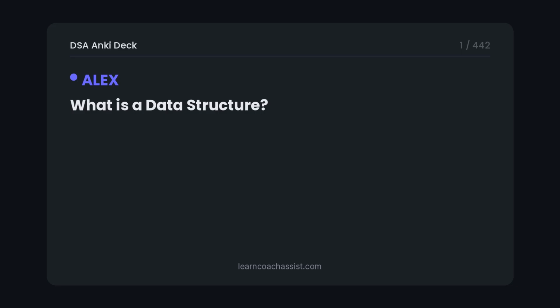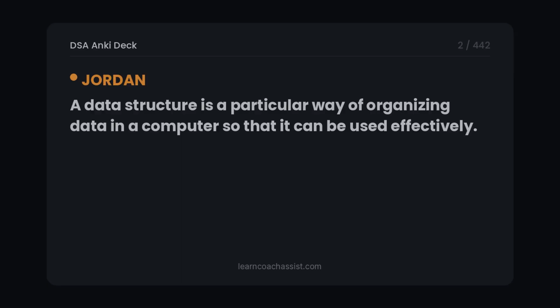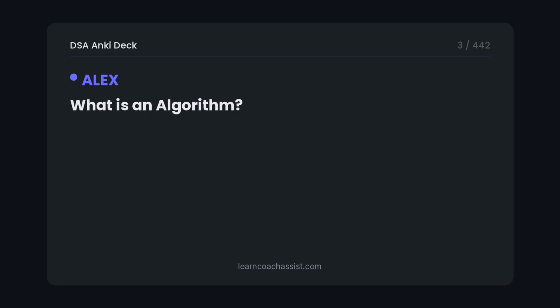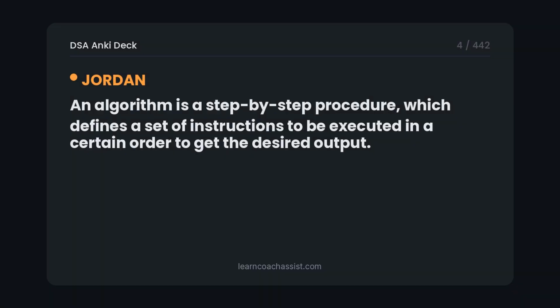What is a data structure? A data structure is a particular way of organizing data in a computer so that it can be used effectively. What is an algorithm? An algorithm is a step-by-step procedure, which defines a set of instructions to be executed in a certain order to get the desired output.